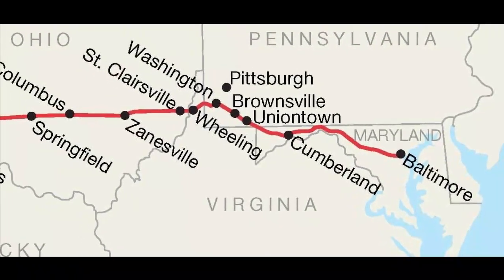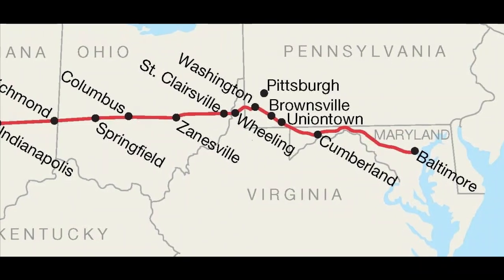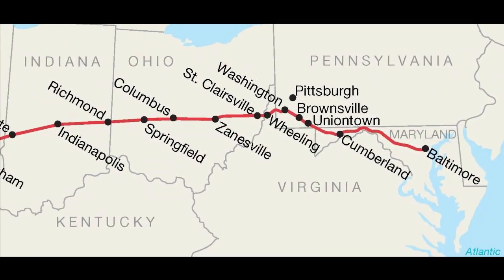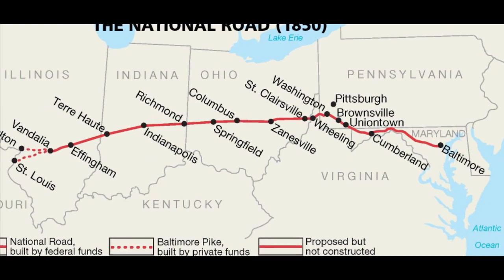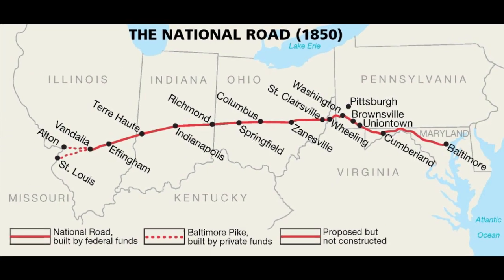By 1818, the road reached Wheeling. By 1833, the National Road, as the expansion was called, stretched to Columbus, Ohio. And by 1850, it reached all the way to Illinois.